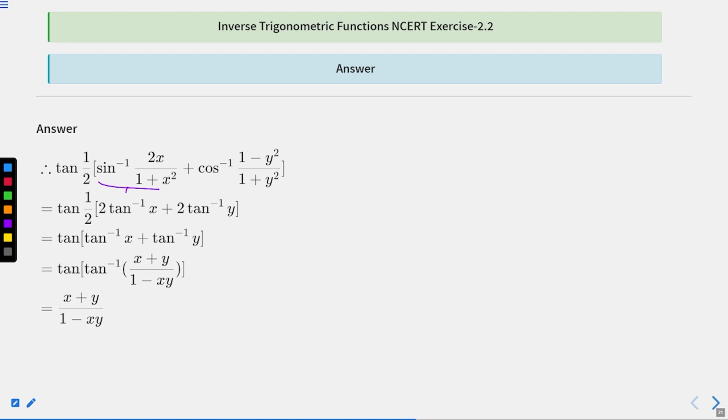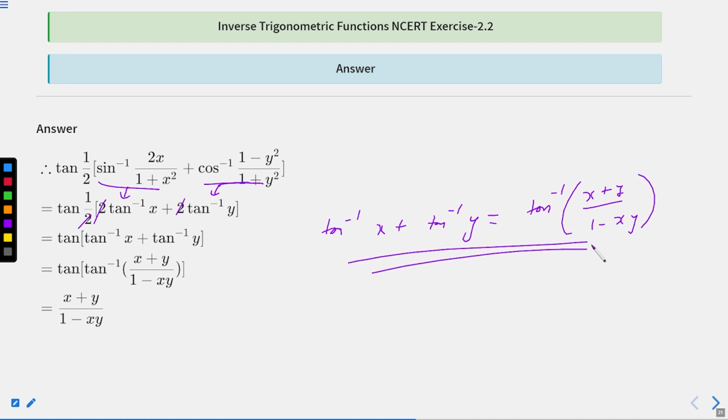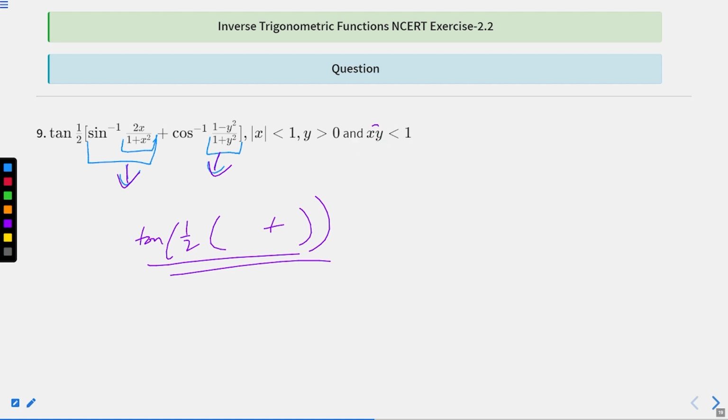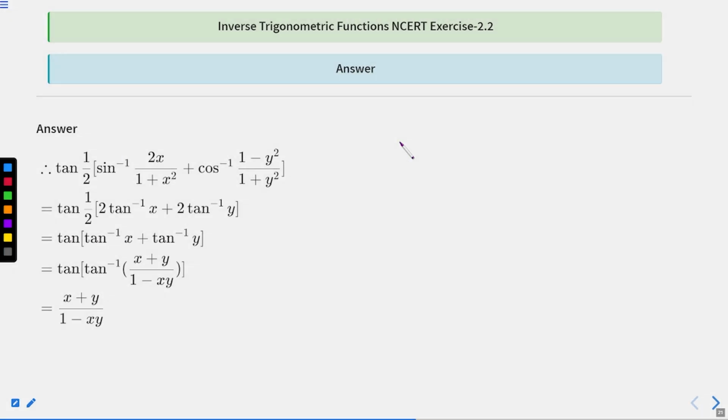So this is 2 tan inverse x, and this is 2 tan inverse y. Taking 2 common, you will get rid of this 2 also. So now tan inverse x plus tan inverse y is what? Tan inverse of (x plus y) over (1 minus xy). And one more thing: the product xy is given to us as less than 1. That's why we can use this formula. If you recall, this formula can only be applied whenever the given product is less than 1. Now from this, the whole expression equals (x plus y) divided by (1 minus xy). I hope it is now clear to you.